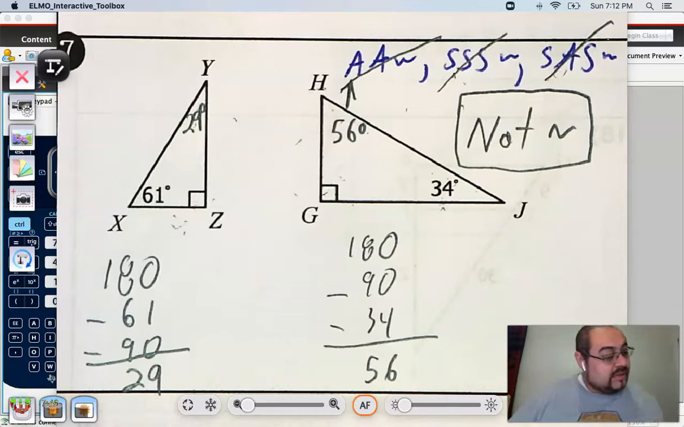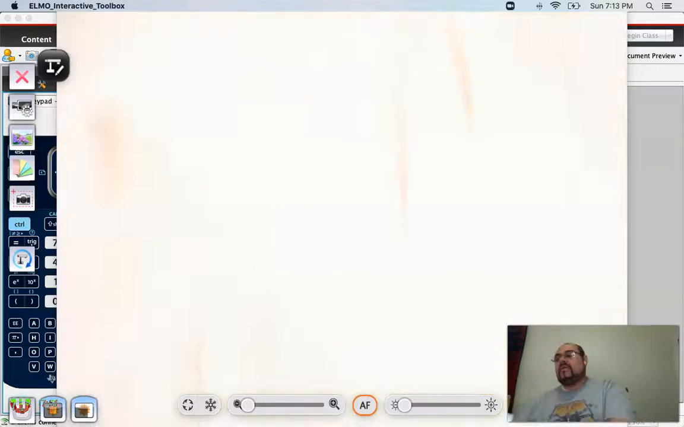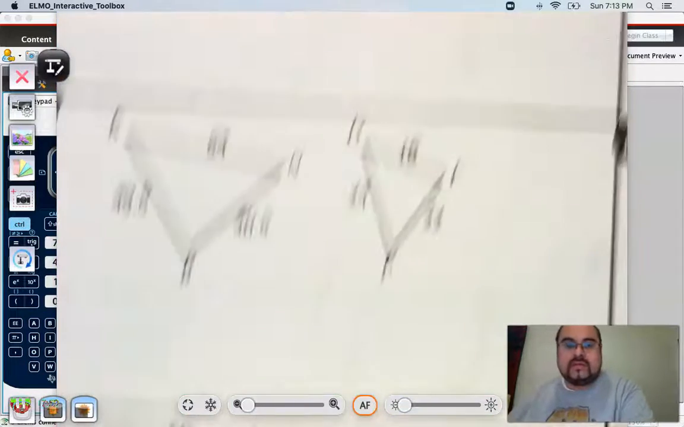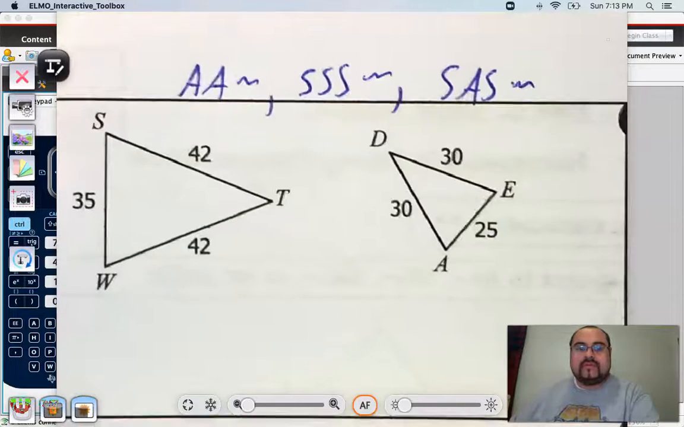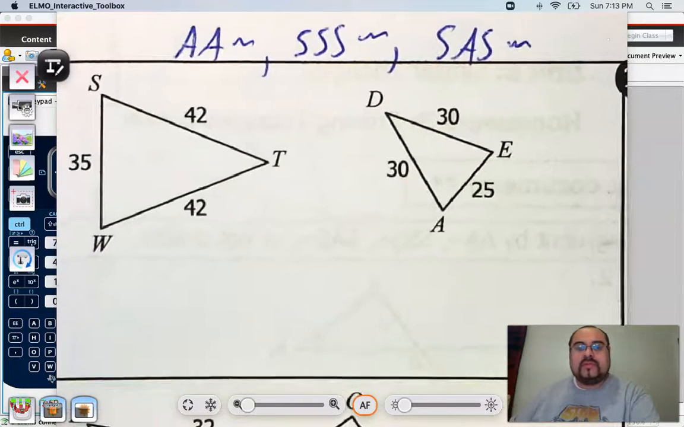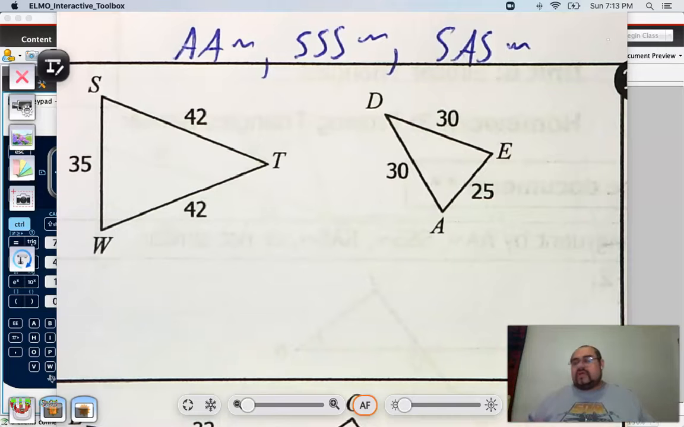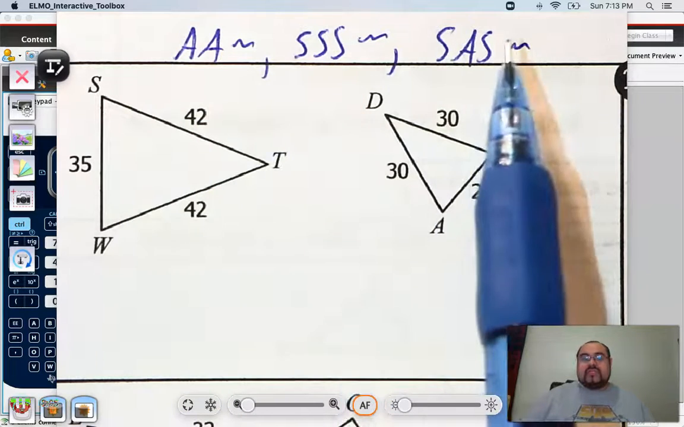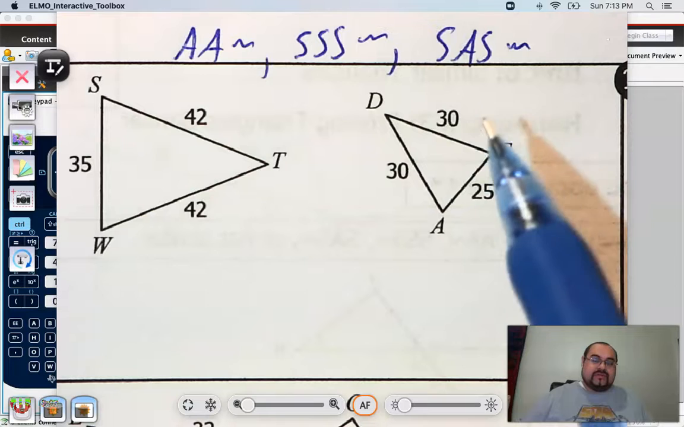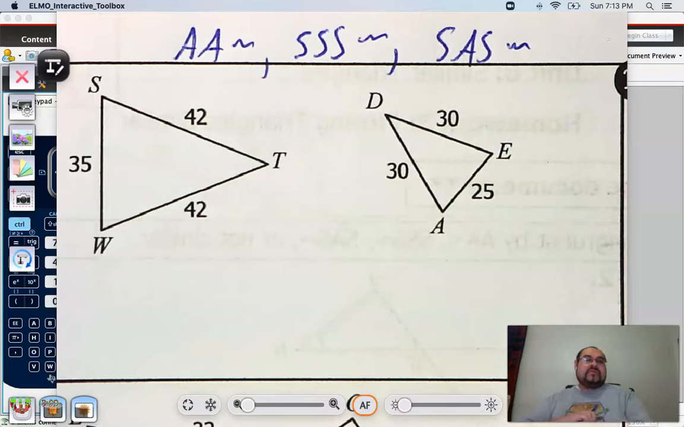One last example here. There we go. Okay, same thing, we're going to determine which one of the three postulates we're going to use to show that these two triangles are similar. Okay, they might not be. We don't know. That's what we're going to figure out.